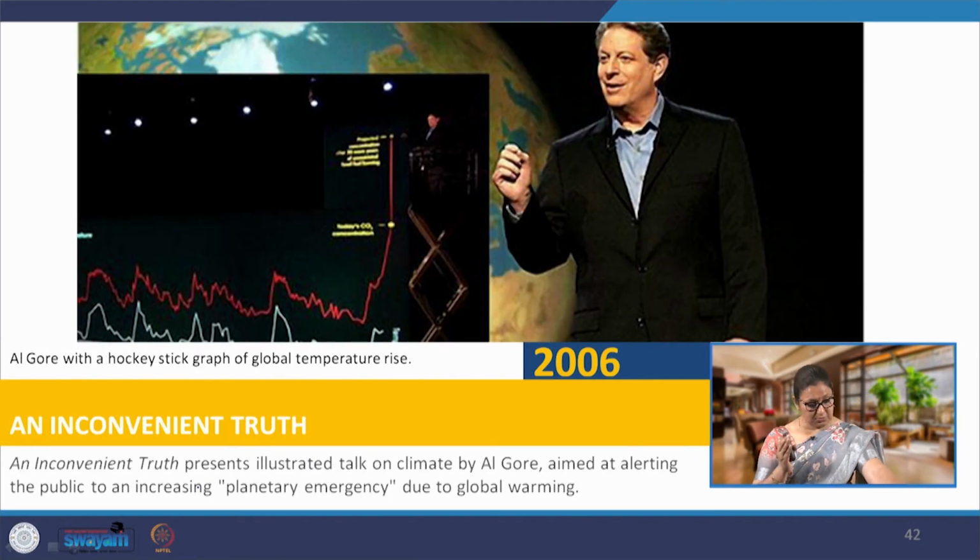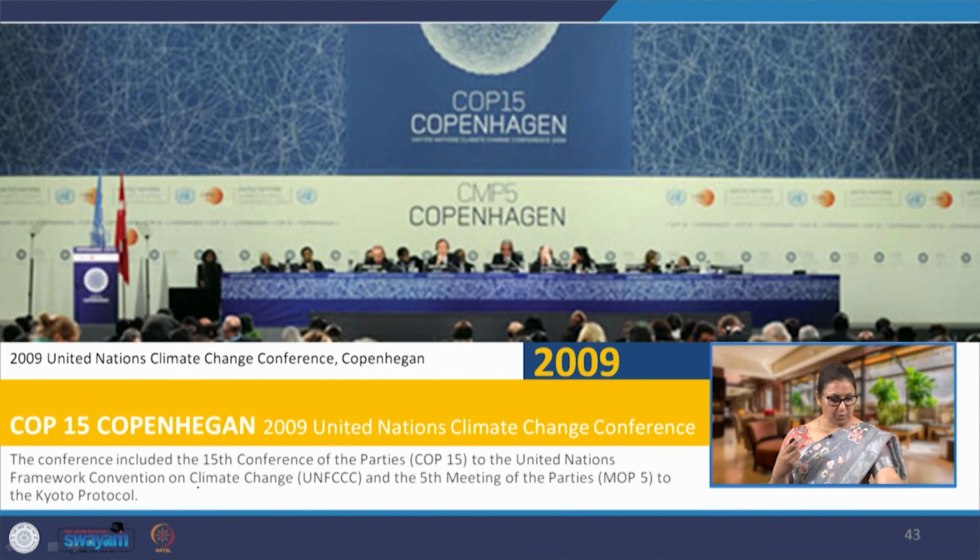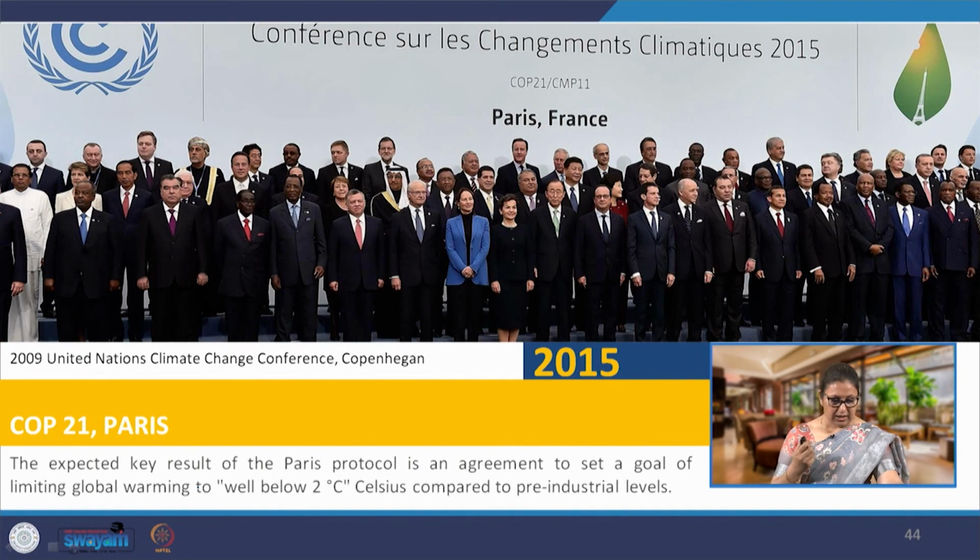In 2006, there was the documentary An Inconvenient Truth. You can go and watch it. For the first time, there was such an impactful documentary on climate change, and it was by Vice President Al Gore, who made a case for climate change being real and happening around us. This documentary placed climate change at the center of the discussion, and the world started talking about climate change as a reality. We were keeping a blind eye to climate change happening, followed by Copenhagen COP15 and COP21 in Paris.